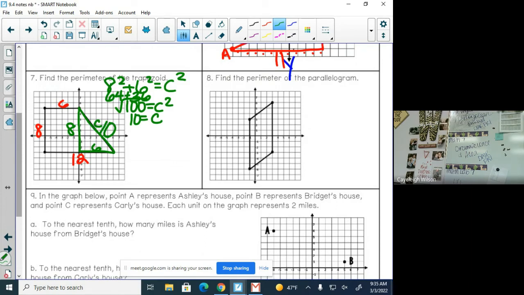All right, and then now to find the perimeter, I'm going to add up all 4 of the sides. So 6, 8, 12, and 10. So 8 plus 12 is 20. 20 plus 10 is 30. 30 plus 6 is 36.